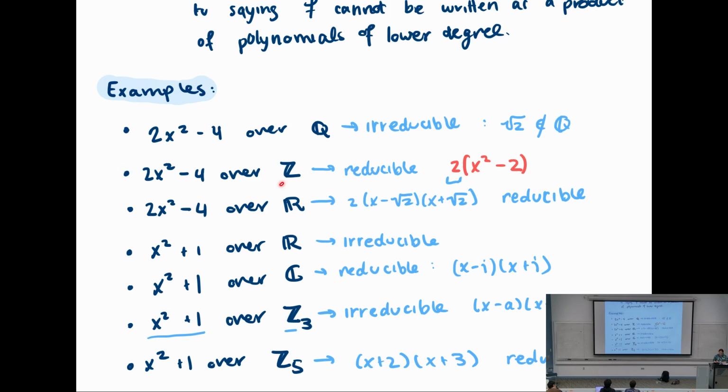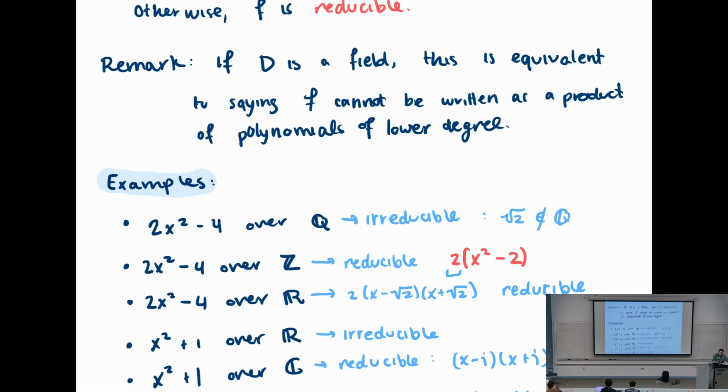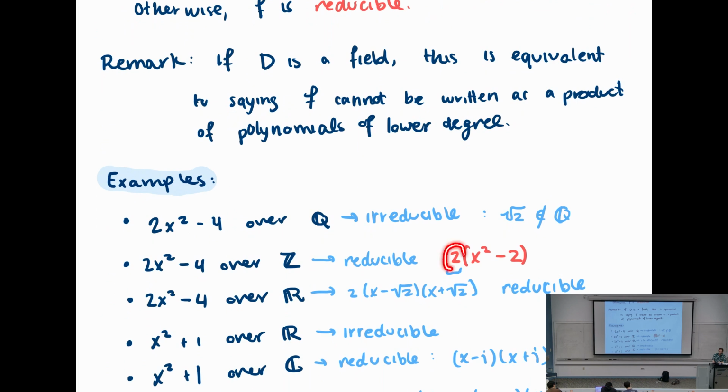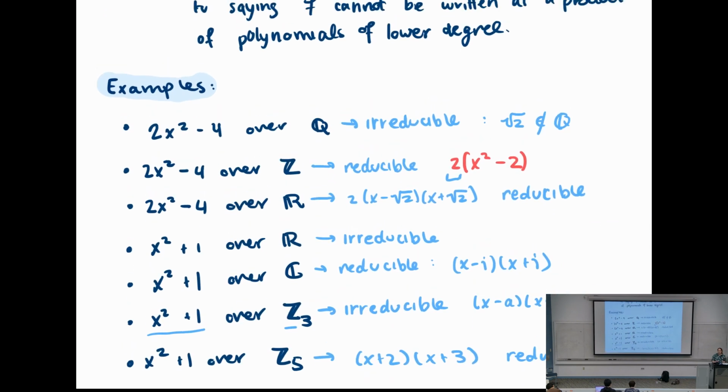Yeah. Because Z isn't a field. So if you go back to our definition, we wanted that whenever you factor it, one of these factors is a unit. But here, 2 is not a unit in Z. It doesn't have a multiplicative inverse. So this is a good factorization for this polynomial over Z. Yeah. Okay, other questions about these examples?